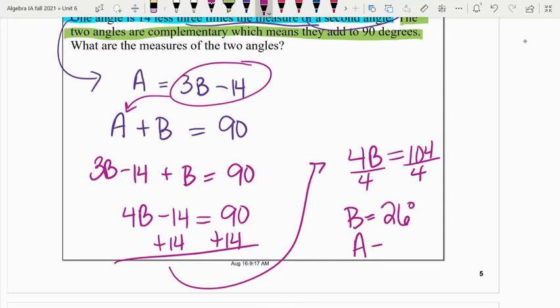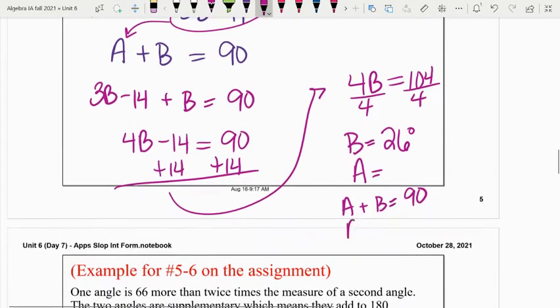And then angle A would have to be, they add up to 90. So A plus B is 90 degrees. So I'm going to say A plus 26 equals 90. So tell me what A is. Subtract 26. So 90 minus 26 is 64 degrees.